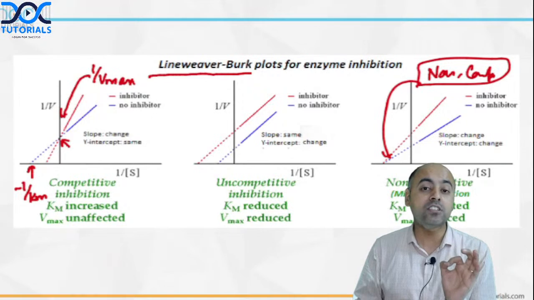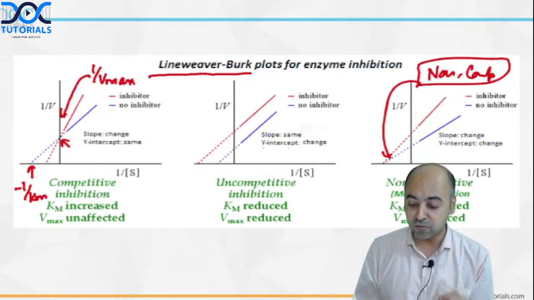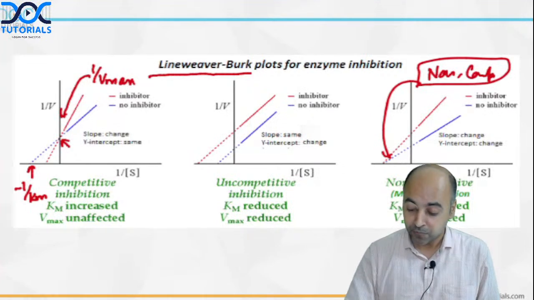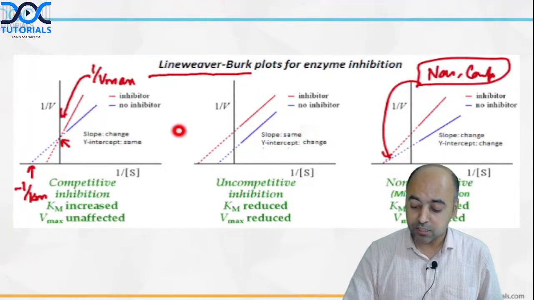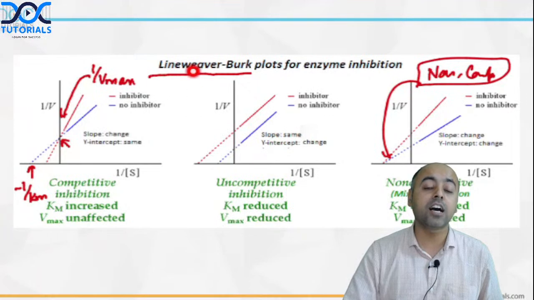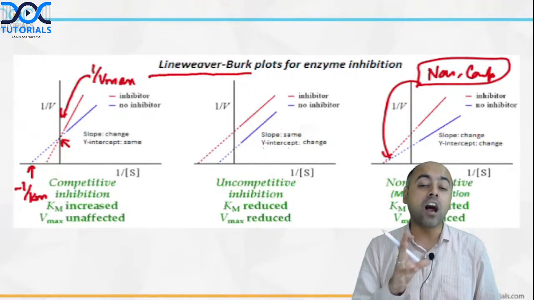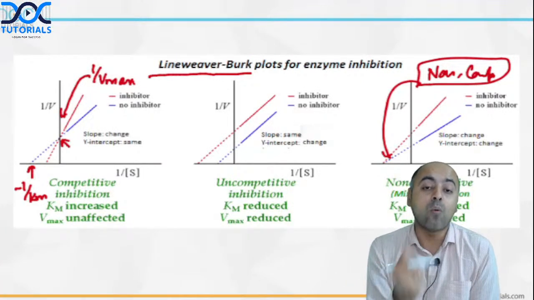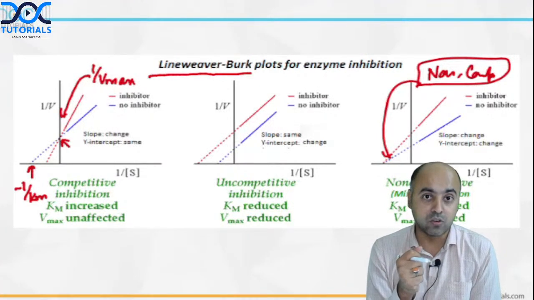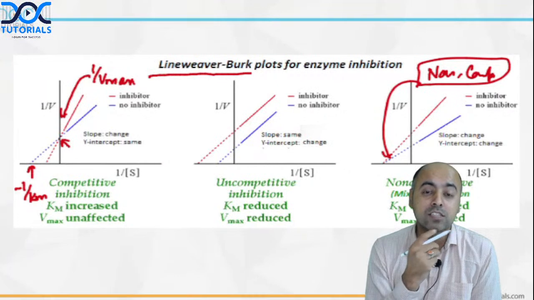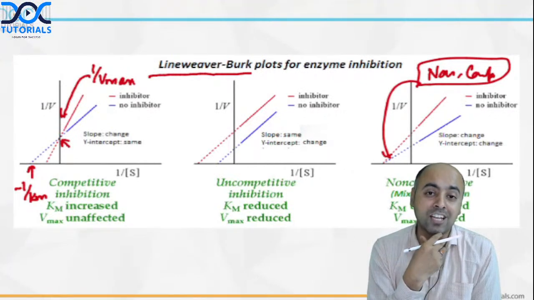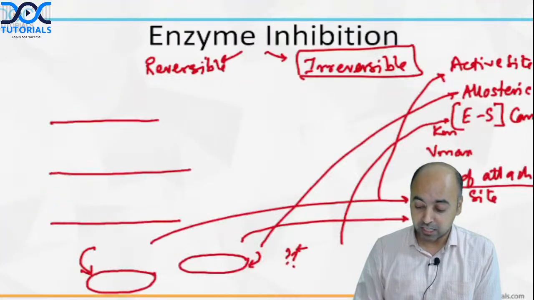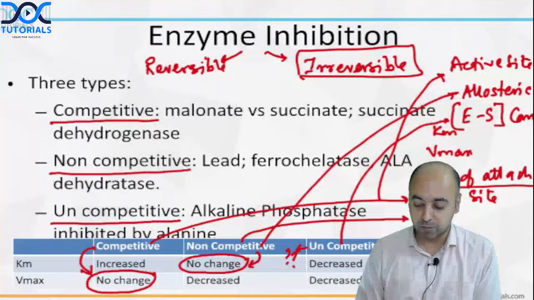I hope this point is now clear, how to identify the type of inhibition from the graph. Now I'll repeat, competitive inhibition is the most frequently asked question in the exam, because a large number of drugs that we're using clinically will interact with the enzymes via competitive inhibition. So you must know what is the appearance of competitive inhibition on the Lineweaver-Burk plot, and what are the changes in Km and Vmax in case of competitive inhibition.